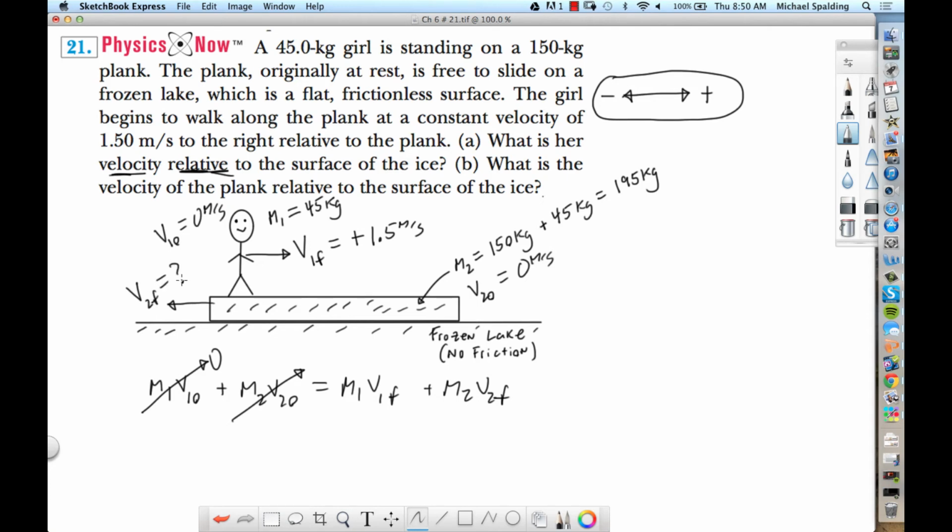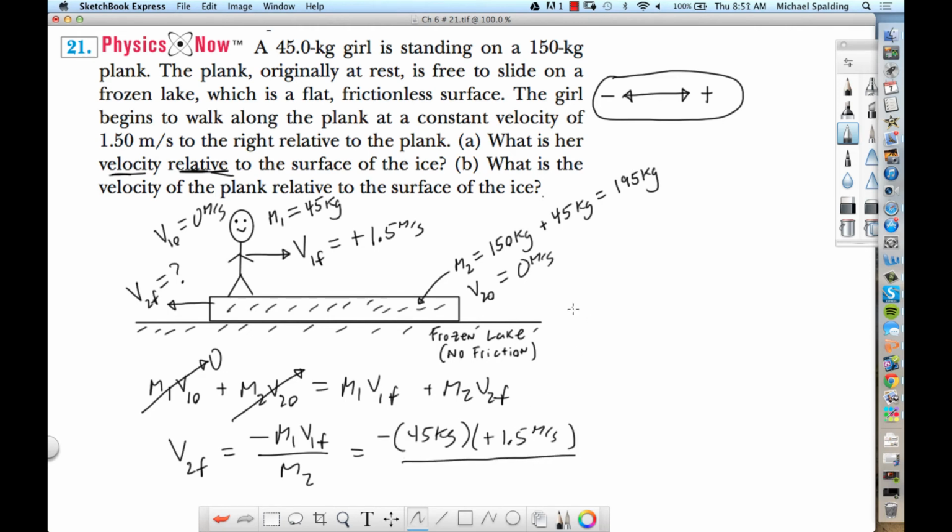Okay, so we are looking for v2 final. What's the velocity of the plank? That's what they want. Well, actually, hold on. A, what is her velocity relative to the ice? Before we answer part A, let's just figure out what's the velocity of the plank after she starts to walk. So we're going to solve for v2 final. v2 final is going to be negative m1 v1 final over m2. So m1 is 45, v1 final is positive 1.5, and then m2 is 195 because it's plank plus girl.